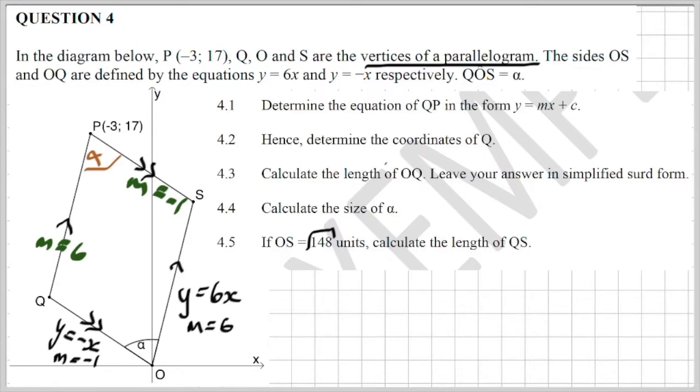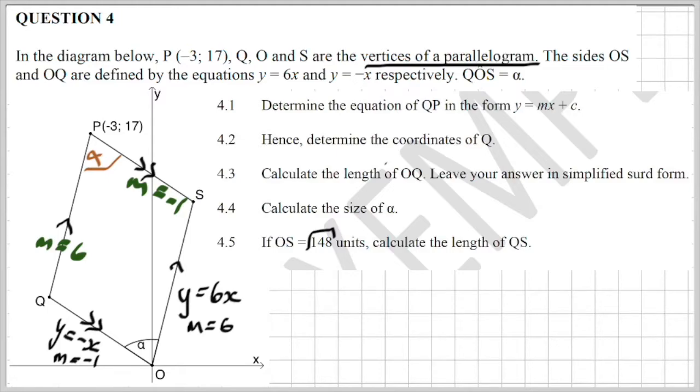So let's quickly start with the first question. Determine the equation of QP in the form y = mx + c. The beautiful thing is, remember, for you to get the equation of a line, what do I need? I need a gradient and I need a set of coordinates. Fortunately, I have a set of coordinates. Oh, but wait, sir, I have a gradient, if I think about it carefully.